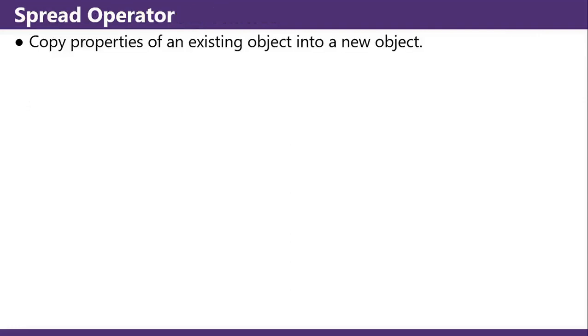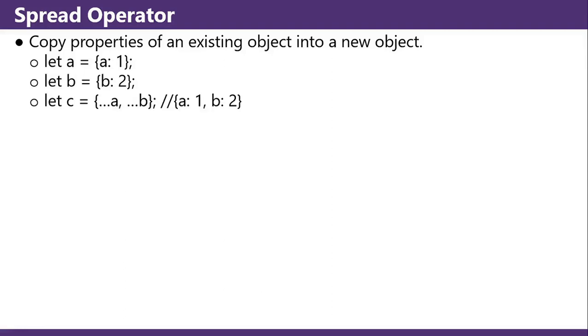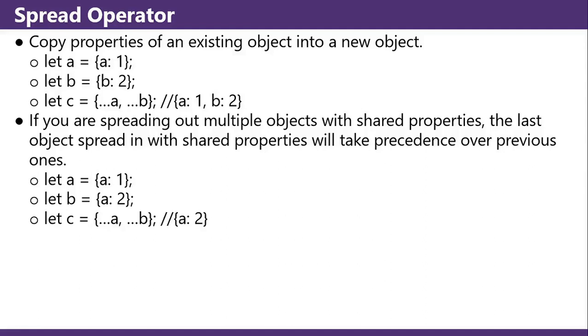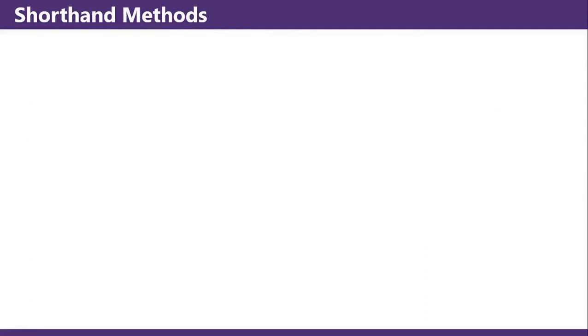Spread operator. Copy properties of an existing object into a new object. Let a = {a: 1}, let b = {b: 2}. Let c = {...a, ...b}. c has a mapping to 1 and b mapping to 2. If you're spreading out multiple objects with shared properties, the last object spread in with shared properties will take precedence over previous ones. Let a = {a: 1}, let b = {a: 2}. Let c = {...a, ...b}. B's a will take precedence over A's a, so it'll be a mapping to 2.